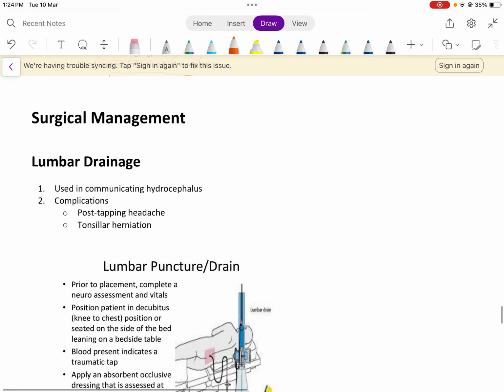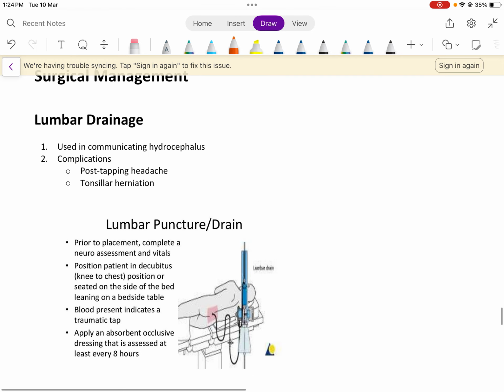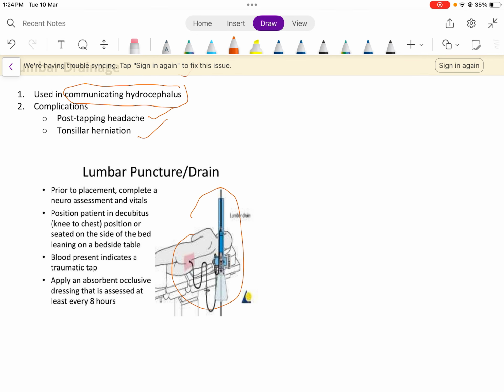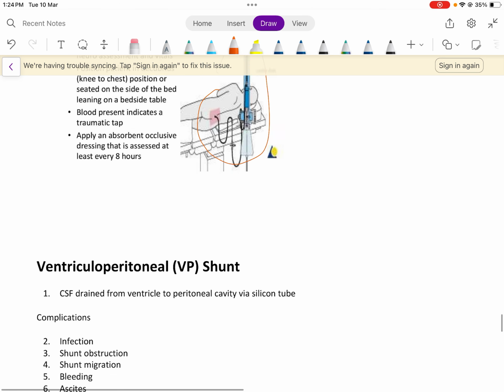The next is the surgical management. You can go for a lumbar drainage. It is used in communicating kind of hydrocephalus. A complication of lumbar drainage is that it can cause post-tapping headache and tonsillar herniation. So this is how you do a lumbar drain. Okay, it will help drain the extra CSF fluid and reduce the pressure.